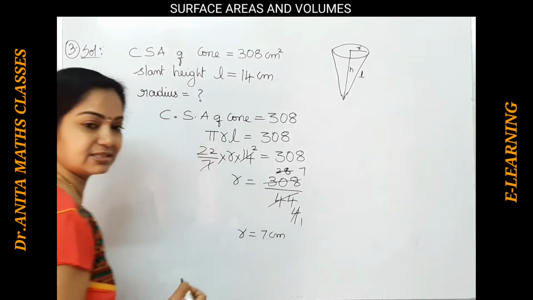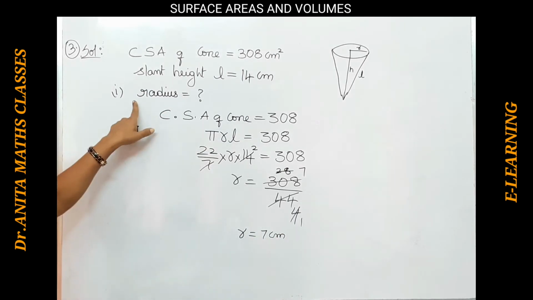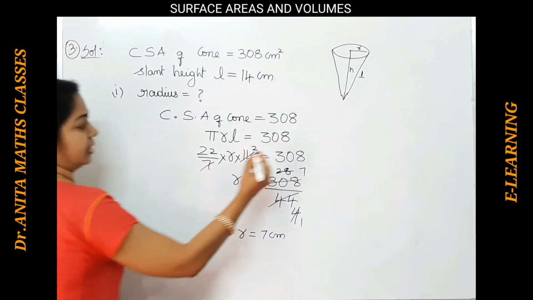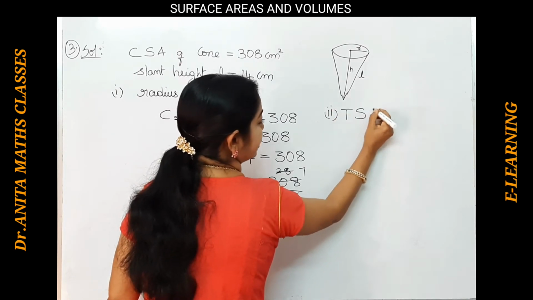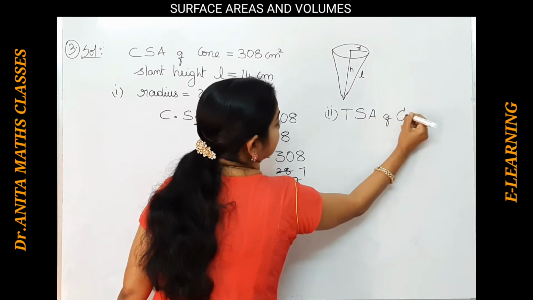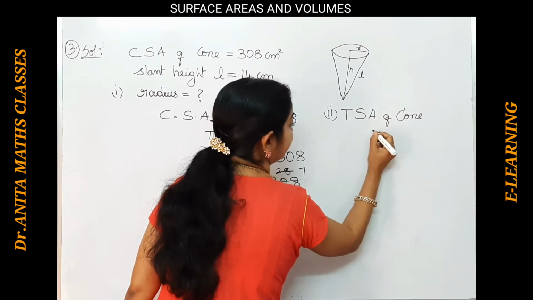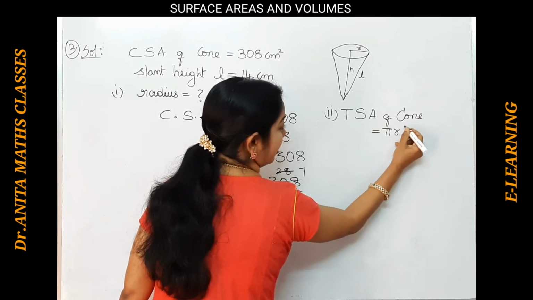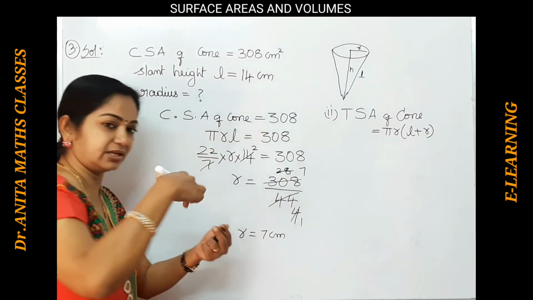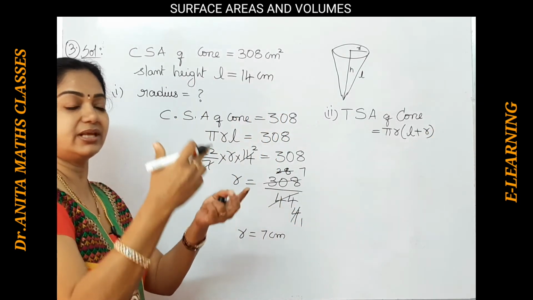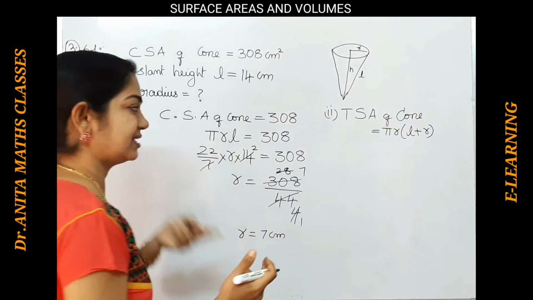So the first part is radius. Radius we have found out. What we have to find? The total surface area. We'll find it here. So TSA of cone. Remembering the formulas is very important here. Pi r L plus r is the total surface area. How do we calculate? Curved surface area along with the base area.